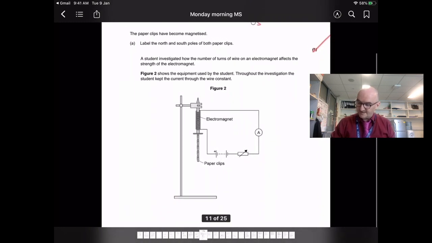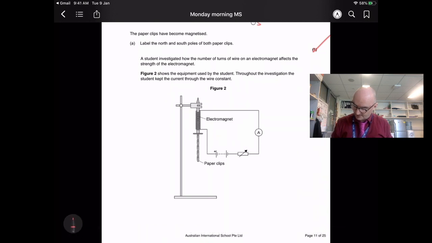Done it. A student investigates how the number of turns of the wire on an electromagnet affects the strength of the electromagnet. Figure 2 shows the equipment used by the student. So they've fixed the electromagnet in space using a retort stand and clamp. They've kept the number of turns, probably constant, near the paper clips hanging from it. They've got a variable resistor here, which will change the current, because they're doing the amps. Kept the current through the wire constant, so monitoring the current I here.